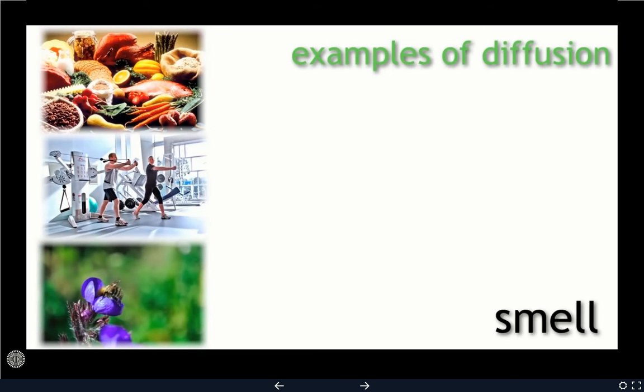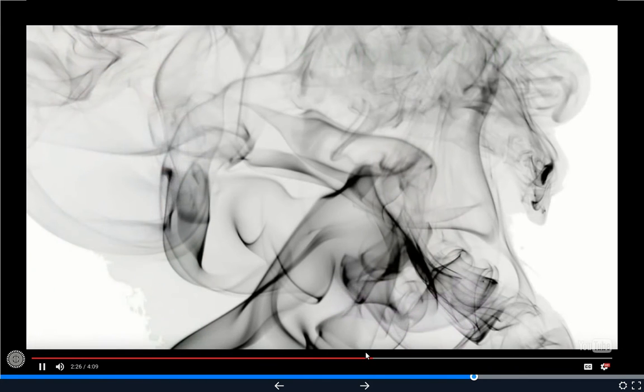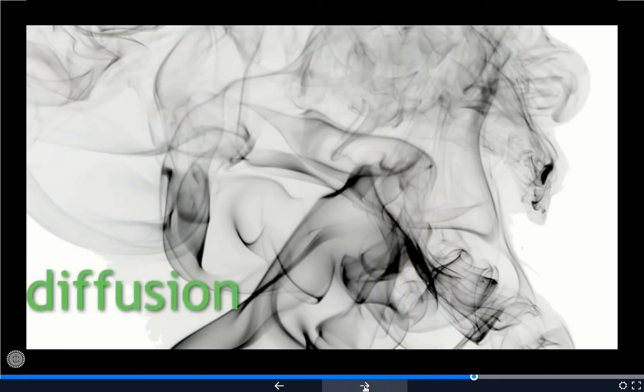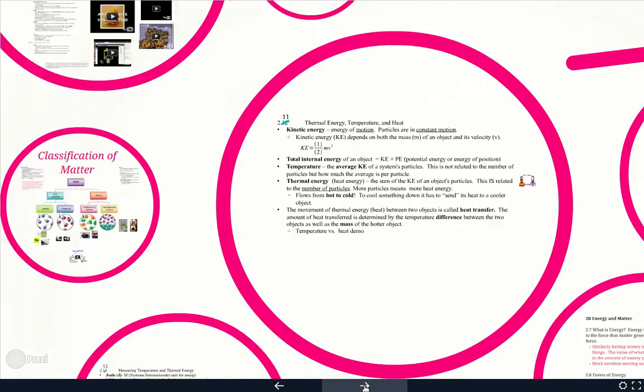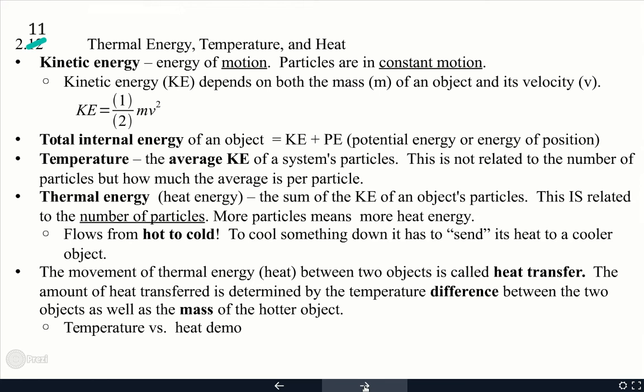And the same even applies with the smoke from a candle after it has been extinguished. It spreads out, and it's all due to diffusion. Okay, now we're going to move on from there. Now we're on to thermal energy, temperature, and heat.